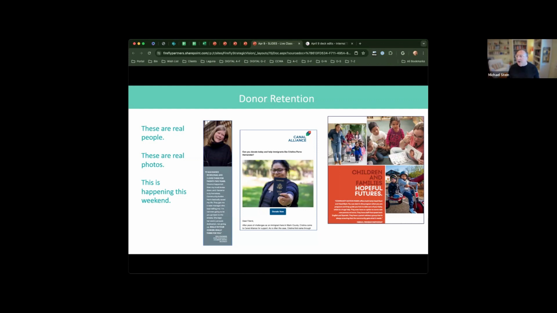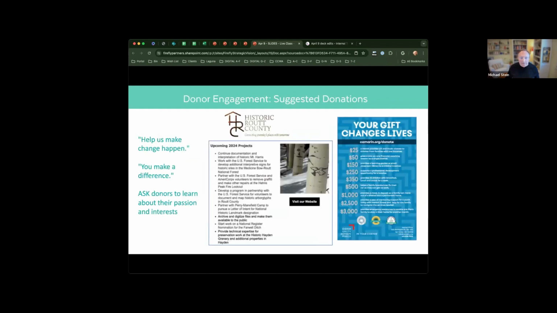This is just the stuff that you're doing all year round to keep that in front of your supporters. A few other ways to think about donor engagement. This example in the middle, which is from one of the organizations in the cohort, the Historic Route County, they do a great job talking about projects that they're working on. And I remember reading this when I got it in the email, and I thought, gosh, this is very detailed. This is very granular. It's a little overwhelming.